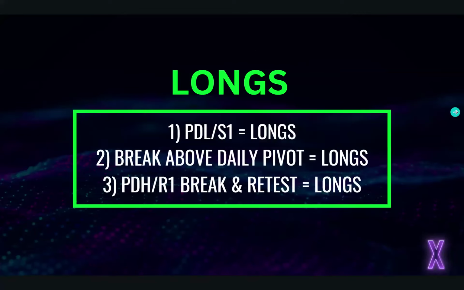Now for our longs, guys, we're basically going to only look for longs on the daily pivot in the strategy. The first place we will look for longs is at the previous day low and support one. The second place will be the break above the daily pivots. And the third place will be if price breaks above the daily high and above resistance one. With a break and retest, we'll look for longs as well.